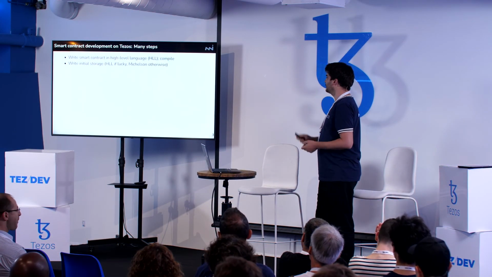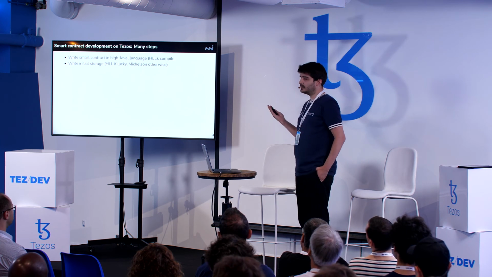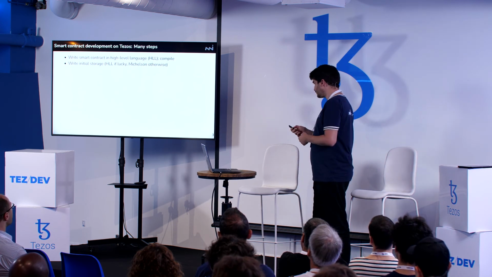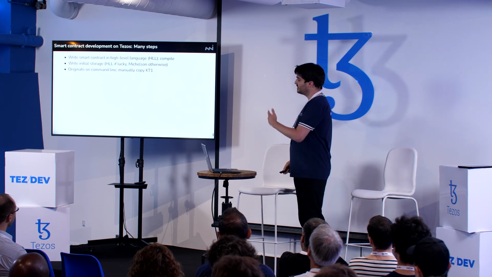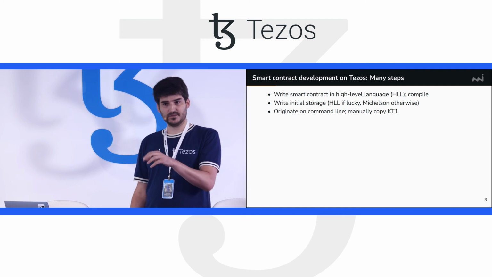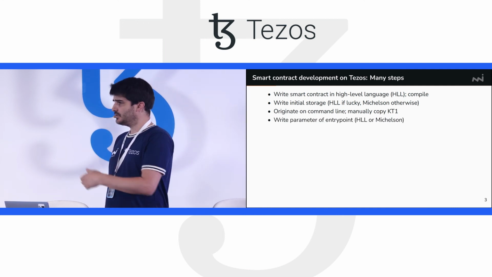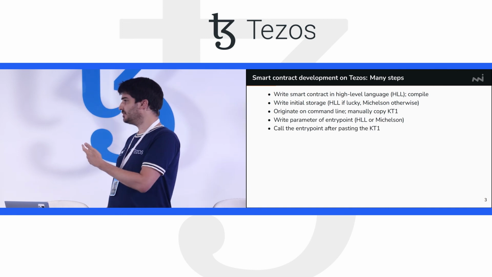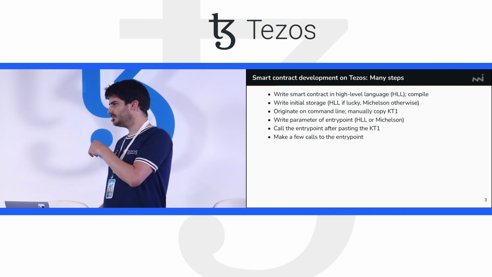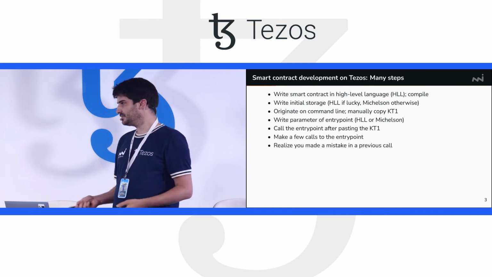And then you compile it. Then you write some initial storage for it, so maybe in the high-level language, maybe in Michelson. You deploy your smart contract. You get a KT1, you copy it on the terminal. Then you write some parameter for one entry point. You call the entry point by pasting the KT1. Then you make a few calls to the entry point. You want to try them out.